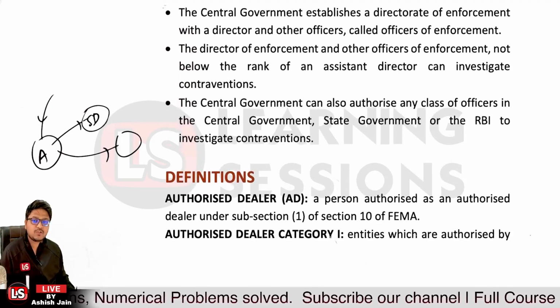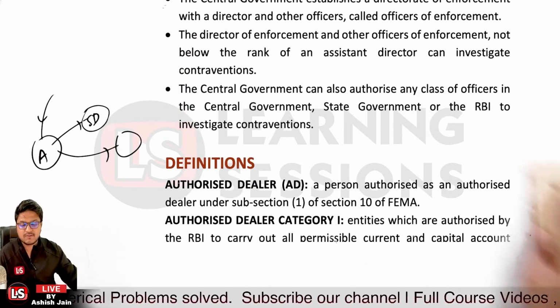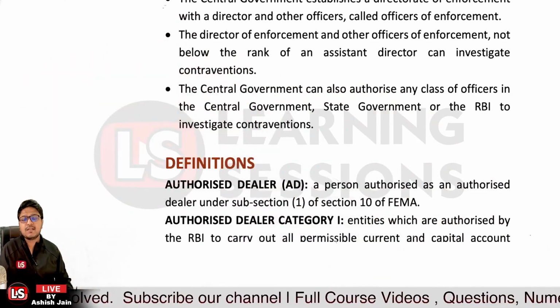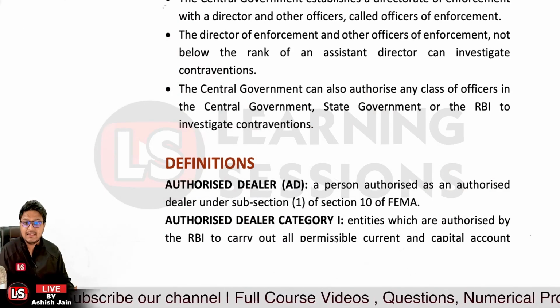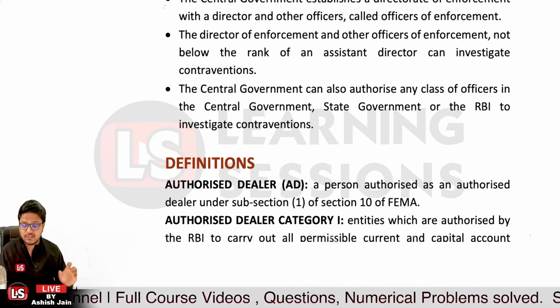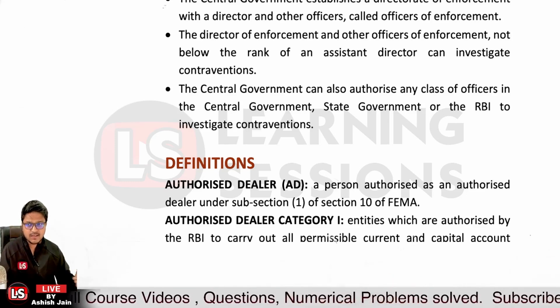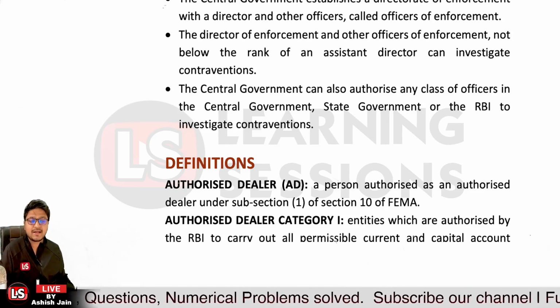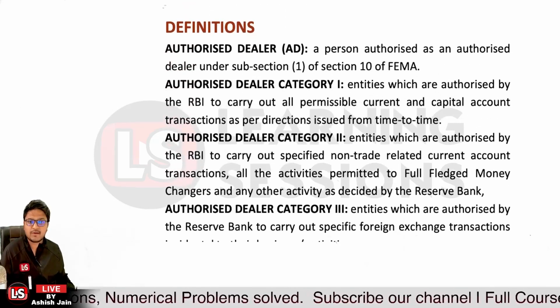Then further, it's related to some of the important definitions. The first definition is related to the authorized dealer. A person who is authorized as an authorized dealer under sub-section 1 of section 10 of FEMA is said to be the authorized dealer. An authorized dealer is a person who will be dealing with foreign exchange. Authorized dealers have categories: category 1, category 2 and category 3.